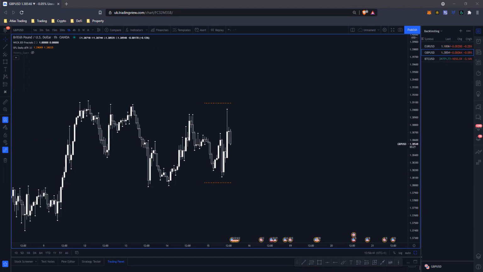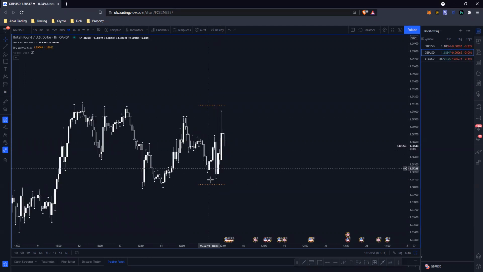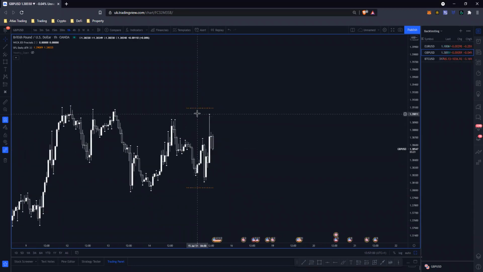Today we're going to be going over the indicator that is SFL Daily ATR. Now, ATR stands for average true range, and essentially what it shows us is the average range that a pair is going to move in the course of a 24-hour period. Okay, so you can see these orange lines on the chart. This is the indicator that we use.